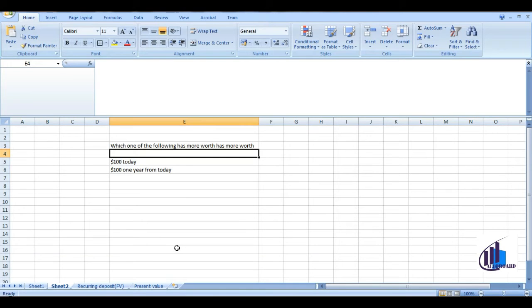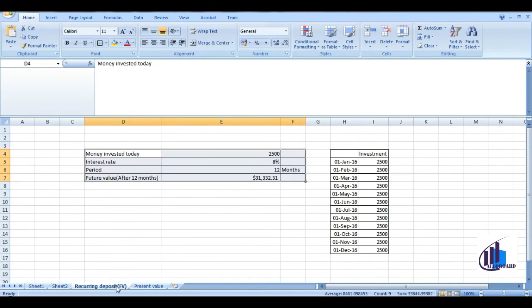We'll be discussing about future value and present value with examples. First of all, we'll start with future value concept. You guys are aware of a concept called recurring deposit. So what is a recurring deposit? As you can see in the screen, recurring deposit is all about depositing some amount of money in a regular interval.